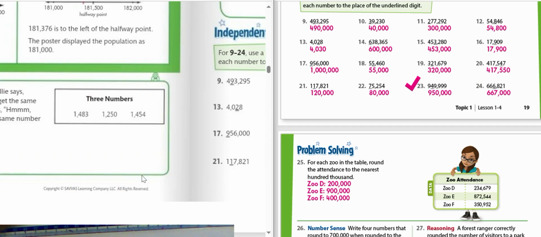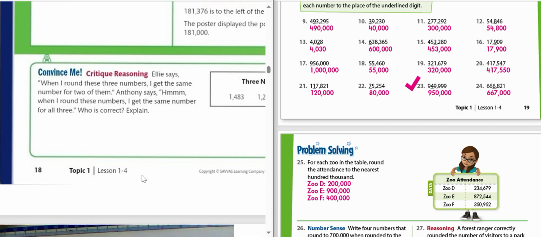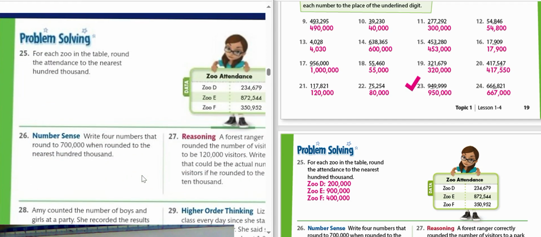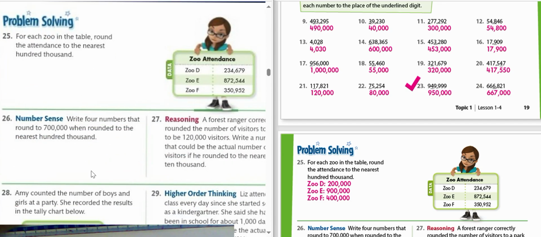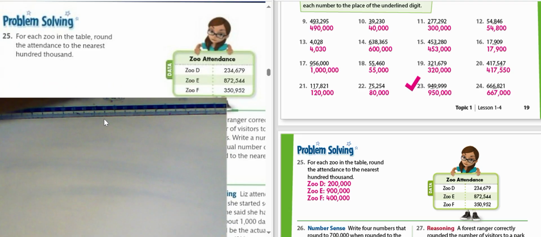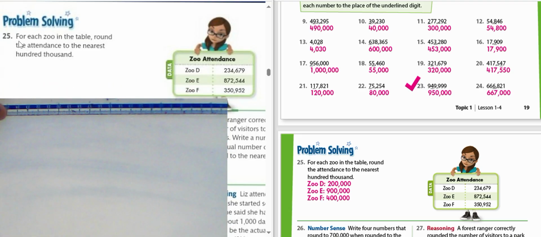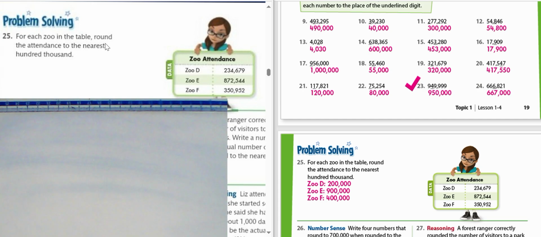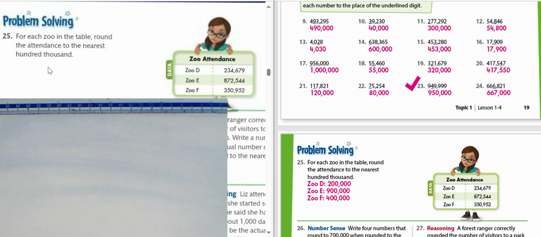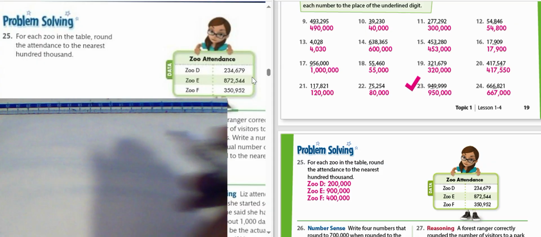Okay, next question. Page number 19. For question number 25, for each zoo in the table, D, E, and F, round the attendance to the nearest 100,000. You want to approximate to the nearest 100,000. Look at the number here.